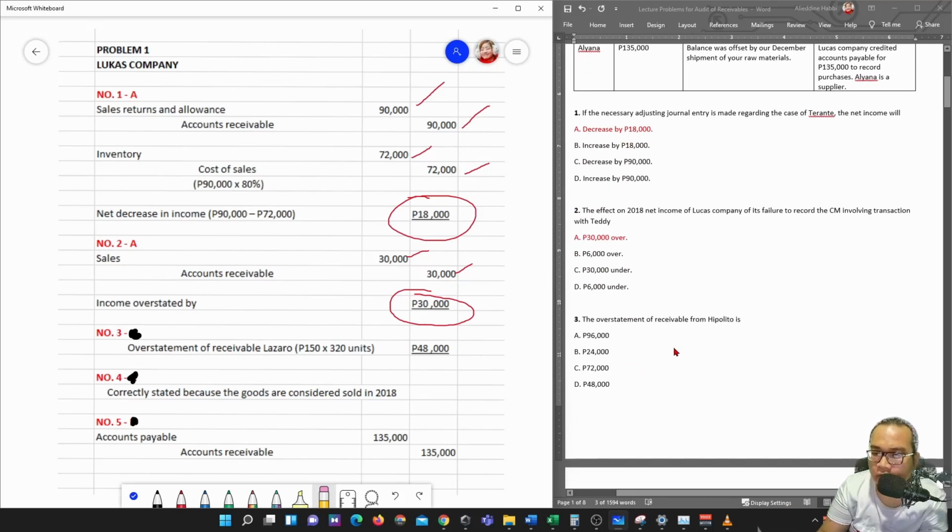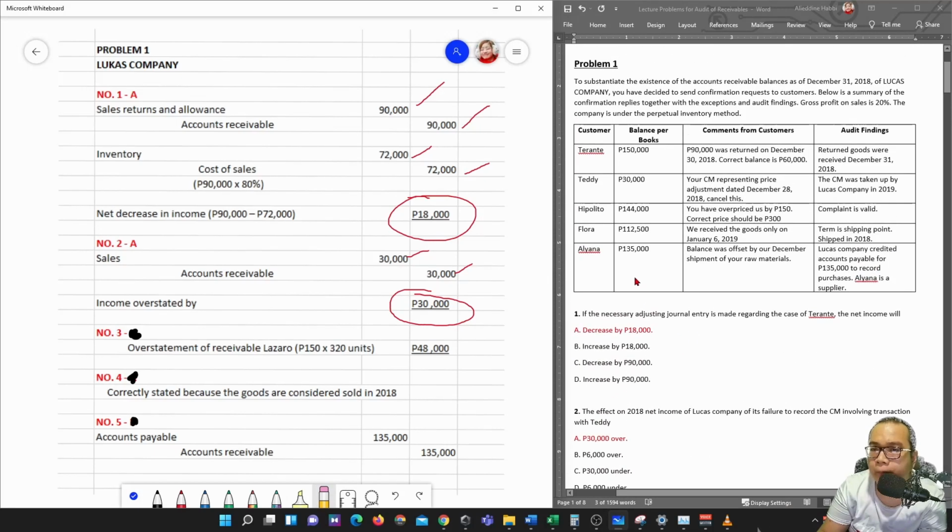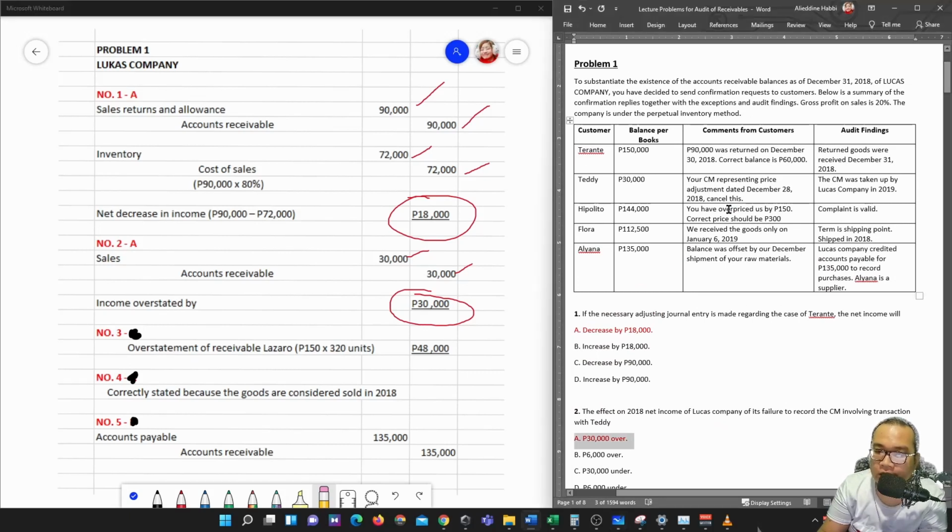The overstatement of receivable from Hipolito is, ano yung kaso ni Hipolito? Sabi niya, oy, bakit 144,000 yan? In-overprice mo kami by 150. Dapat 300 yan. So, ibig sabihin yung price ni Lucas kay Hipolito is 450, pero yung totoo pala, it should be corrected to 300. So, may overstatement of 150. And upon checking, the complaint was valid. So, kailangan mong bawasan yan.